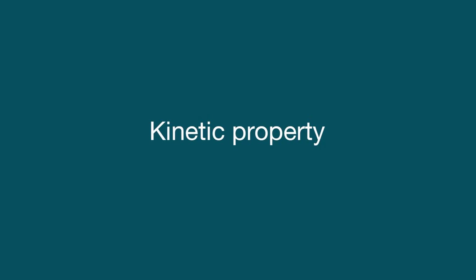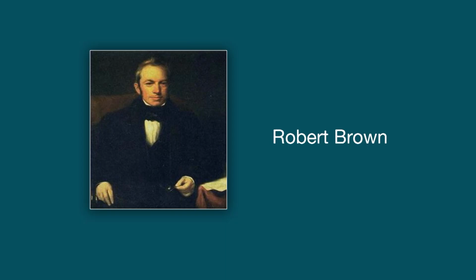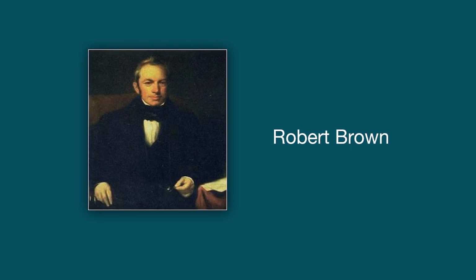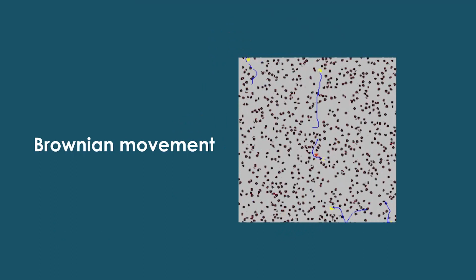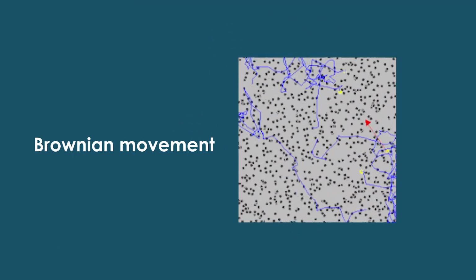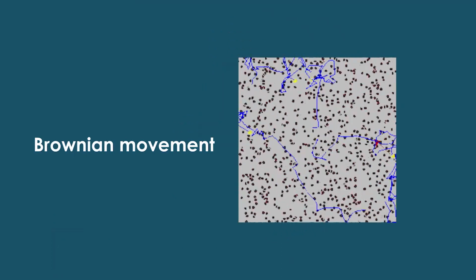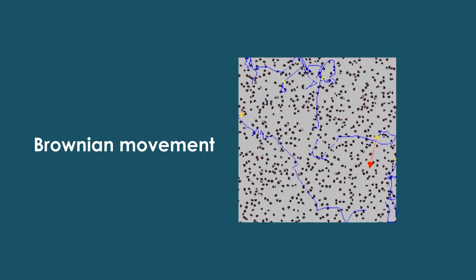First of all, kinetic property. Students, can you imagine that it was actually a Scottish botanist, Robert Brown, who first discovered the kinetic property of the colloid? Yes, in 1827, Robert Brown, while looking through a microscope at the pollen of the plant Clarkia pulchella immersed in water, visualized a ceaseless zigzag motion. When the pollen of the plant is immersed in water, it actually forms a colloid, and it was the motion of these colloidal particles that he observed.